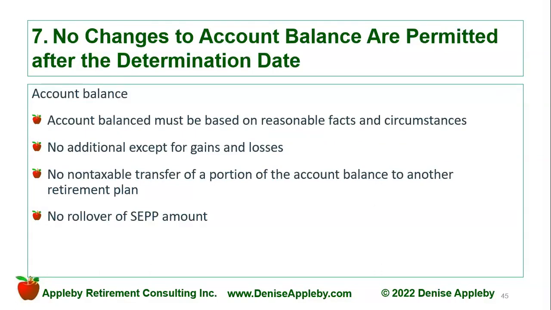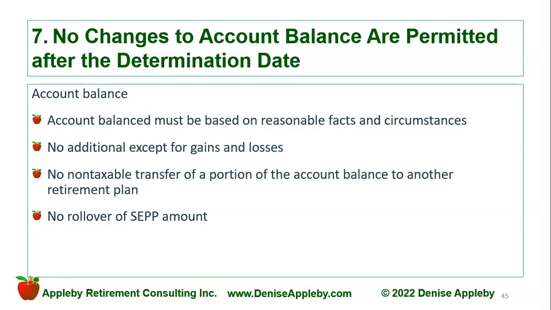Rule number 7, no changes to the account balance are permitted once you have determined to start a 72T program, which means you cannot do any partial transfers in or out. You cannot take a distribution and roll it over to another account. The only additions that can be done to the account are gains and losses on the investments.